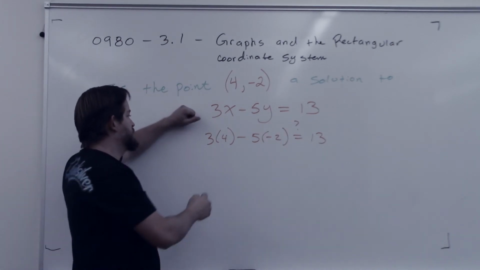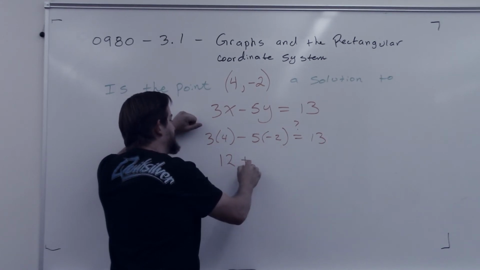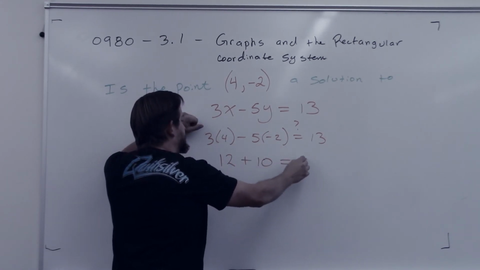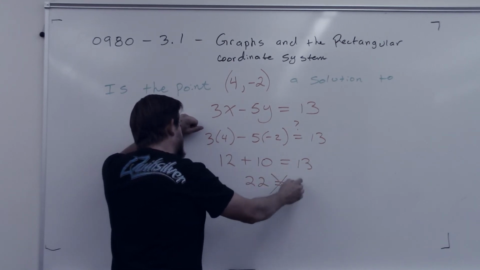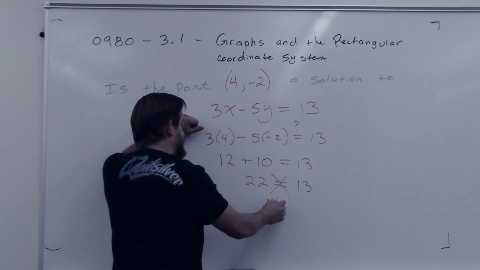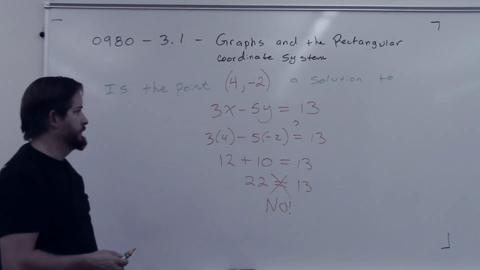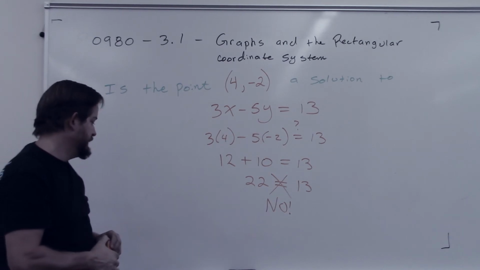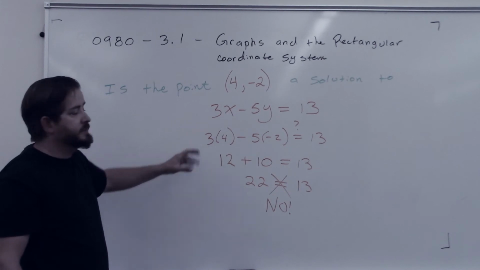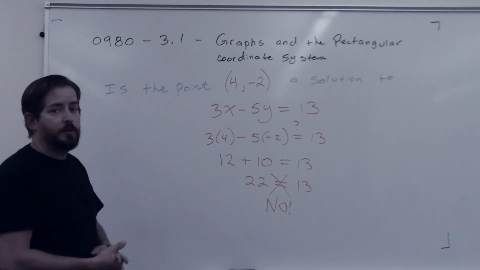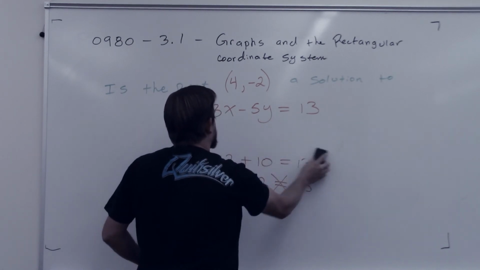Well, 3 times 4 is 12. Minus 5 times negative 2 becomes plus 10. And we can see that this is not, because that's 22. That does not equal 13. This is a no. And so it's false, and therefore it's not a solution. Does that mean that there are not any solutions to this? No, there probably are. And you can probably find one. In fact, let's just try.